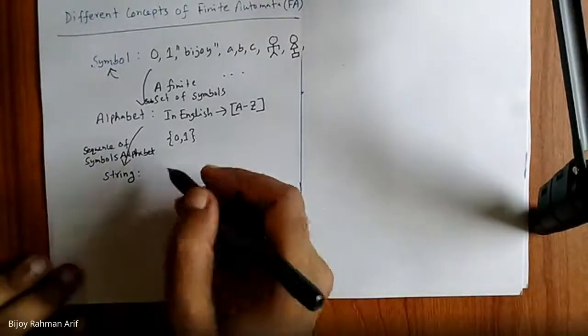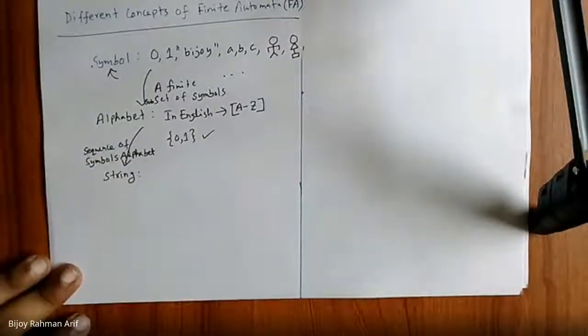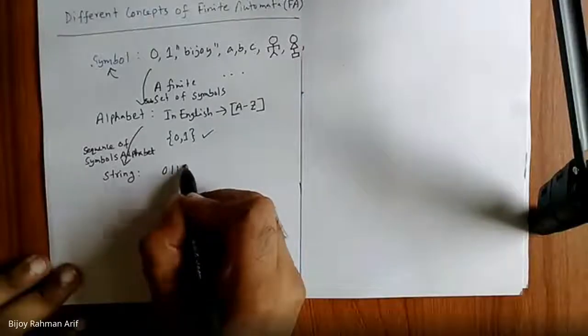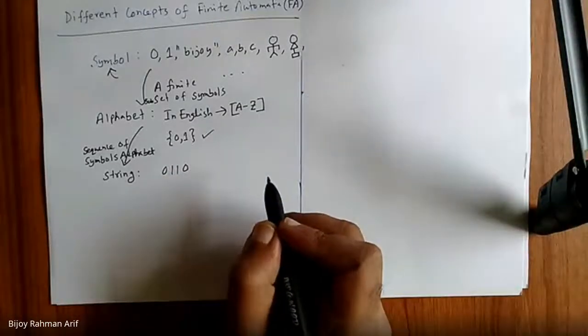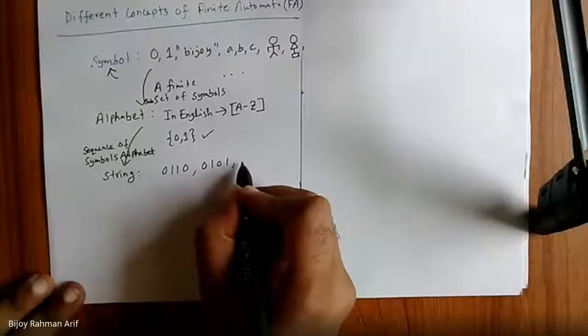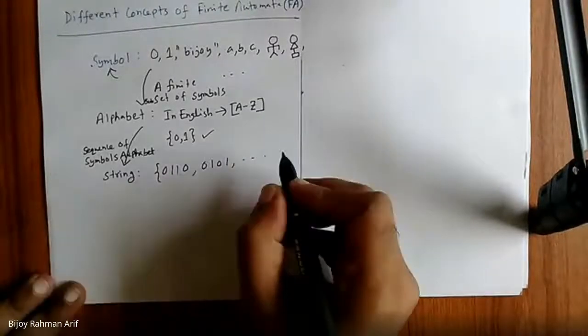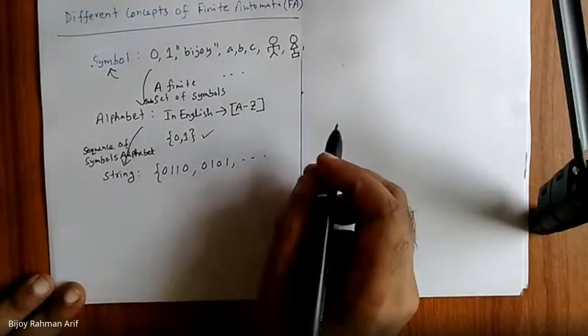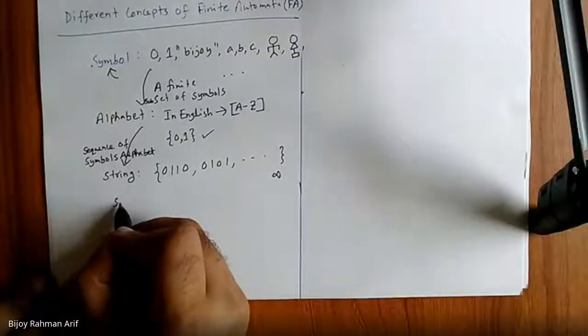So if my alphabet is 0, 1, can you give me an example of a string? 0, 1, 1, 0. Or 0, 1, 0, 1. And is the set of all strings finite or infinite? It is infinite.